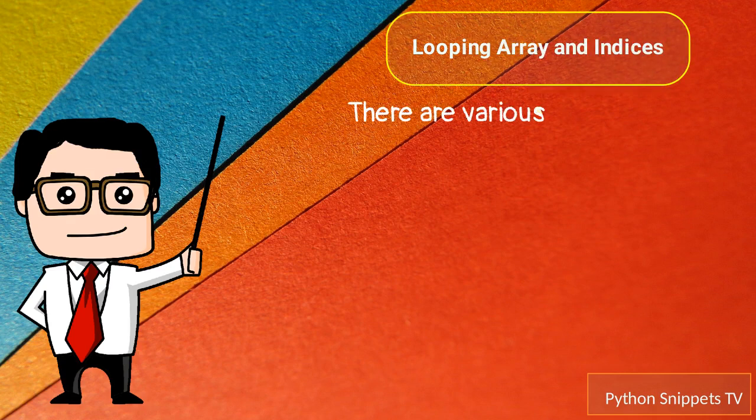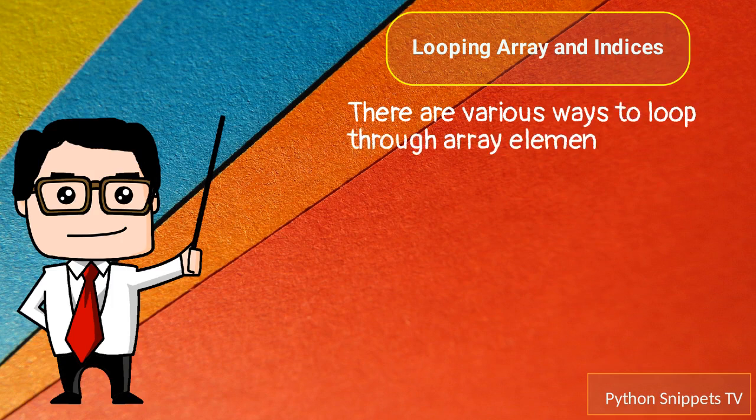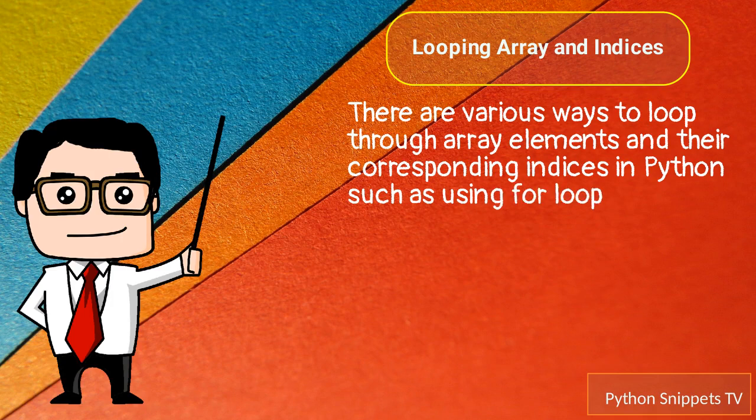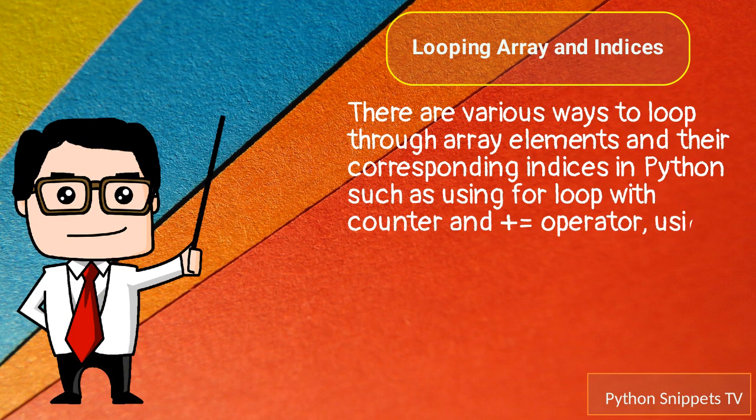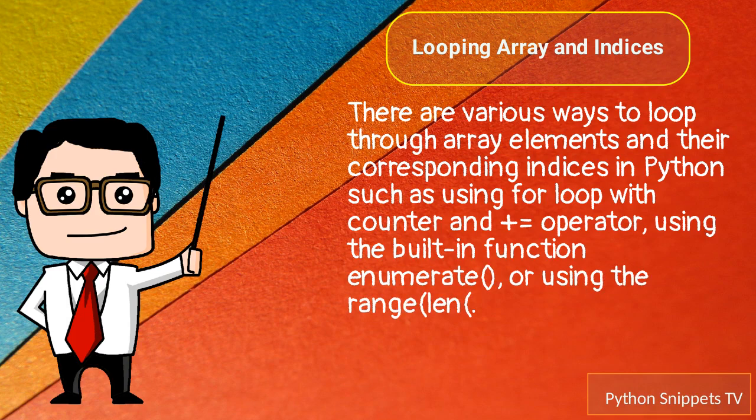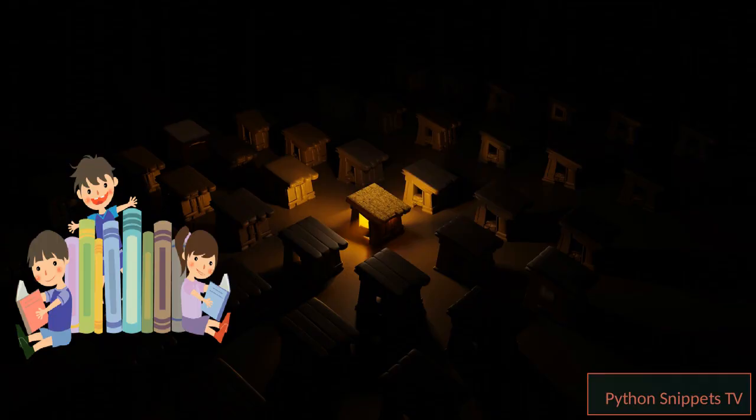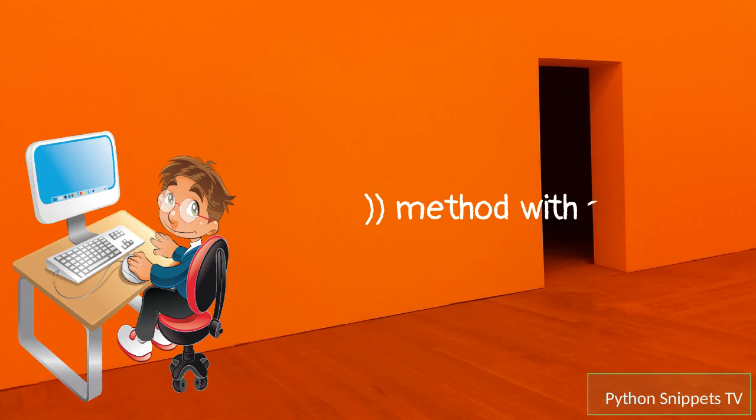There are various ways to loop through array elements and their corresponding indices in Python, such as using a for loop with a counter and the plus equals operator, using the built-in function enumerate, or using the range len method with a for loop.